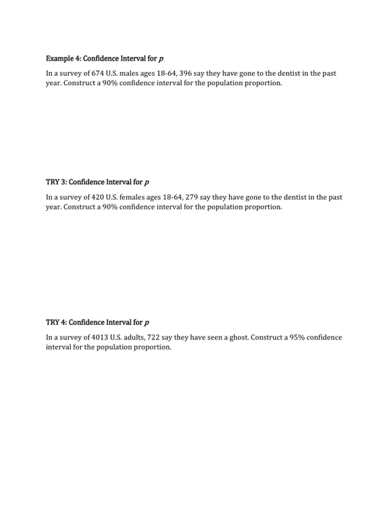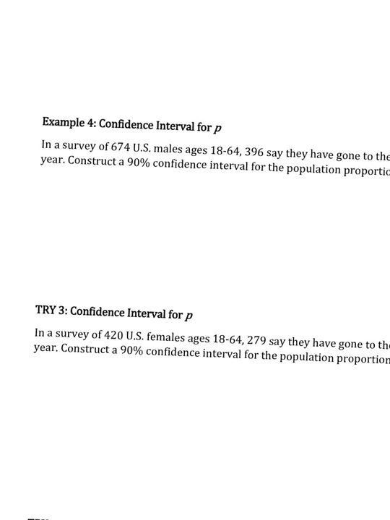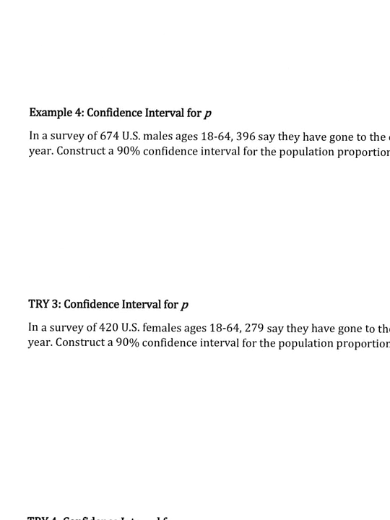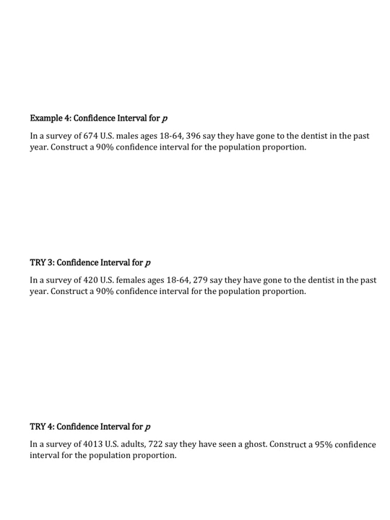All right, here's our next example. In a survey of 674 U.S. males age 18 to 64, so let's kind of highlight some information here. So 674, 396 say, and then our population here is U.S. males age 18 to 64 have gone to the dentist in the past year. And then we're constructing a 95% confidence interval.